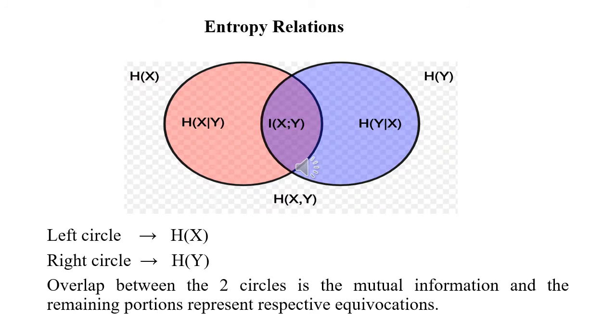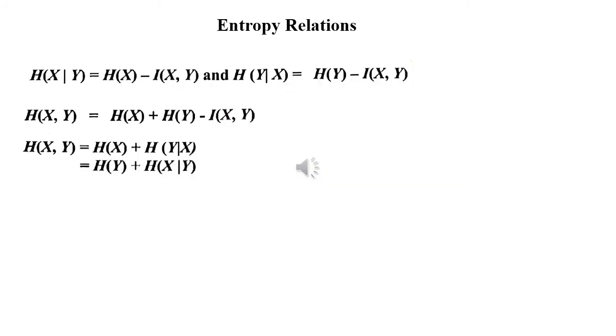Entropy relations are shown next. Left circle is representing H(X) and the right circle is representing H(Y). Overlap between the two circles is the mutual information and the remaining portions represent the respective equivocations. So H(X|Y) equals H(X) minus I(X;Y) and H(Y|X) equals H(Y) minus I(X;Y). So H(XY) equals H(X) plus H(Y) minus I(X;Y), and also H(XY) equals H(X) plus H(Y|X), and this is equal to H(Y) plus H(X|Y).